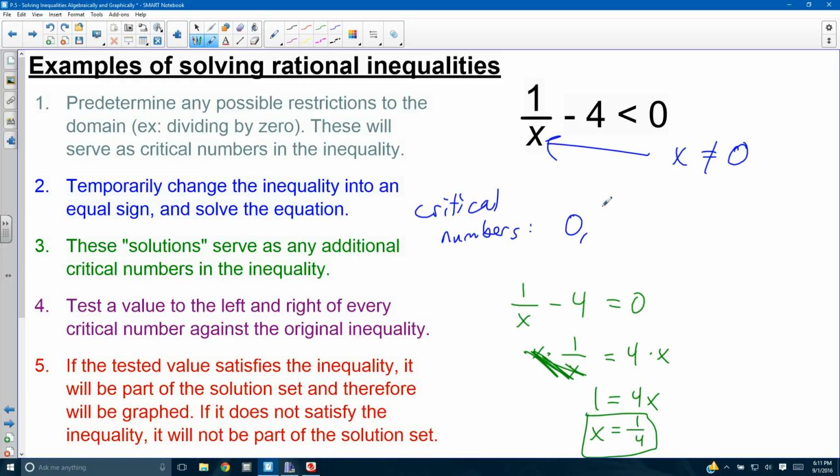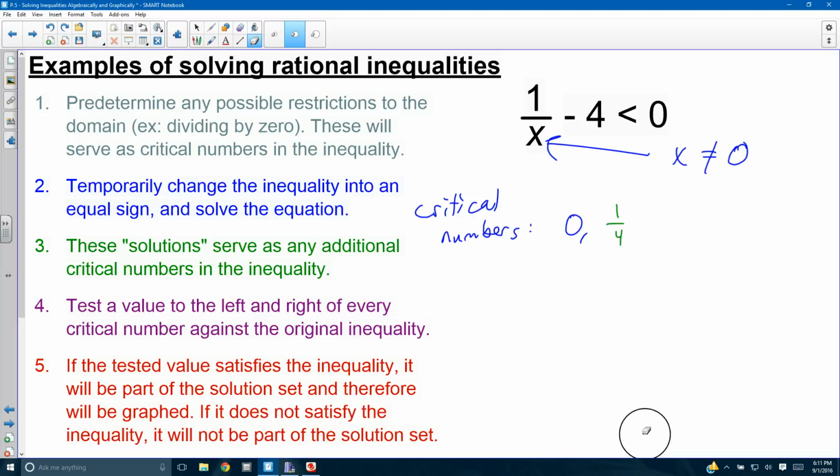But there we go. 1/4 is another critical point, because if x equaled it, well, then it would also kind of be false, at least for this point. But anyway, to the left of it and to the right of it are numbers that we have to test. So here we go. We have to test to the left of 0, in between 0 and 1/4. Ooh, that doesn't leave us with much room. And to the right of 1/4.